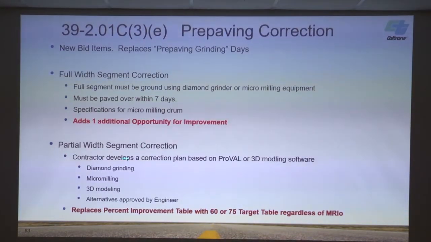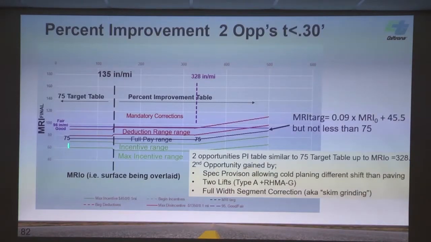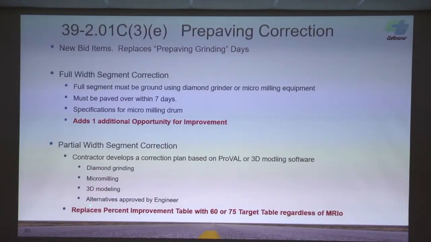Then when you use this partial width segment correction, it's not an opportunity for improvement, but what we do is just say you're going to use the 60 or 75 target table. So it's even better. It's a tighter spec. If they use partial width segment correction, there's no more percent improvement. We're saying you had a chance to do what you wanted to do, figure out where you want to grind. Whatever you do, we're holding you to the 60 or the 75 target table based on your layer thickness. So they've got to provide us a correction plan.